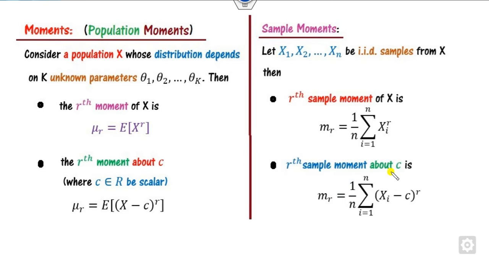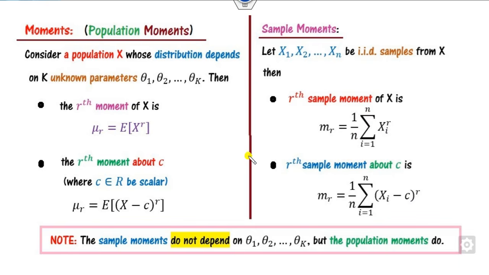And similarly, if you define about C, it is nothing but x minus C to the power r. What will happen if r is 1? This is nothing but the summation of xi divided by n. Do you remember what that is? This is nothing but my sample mean.